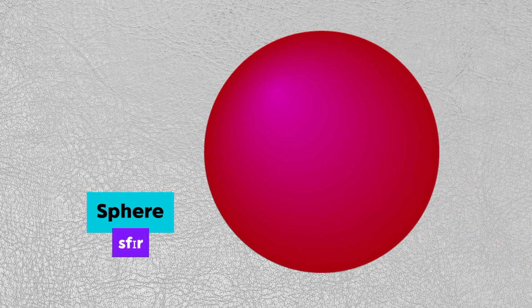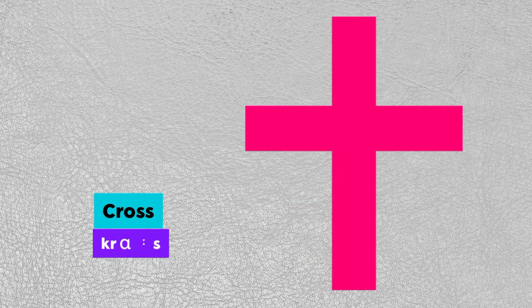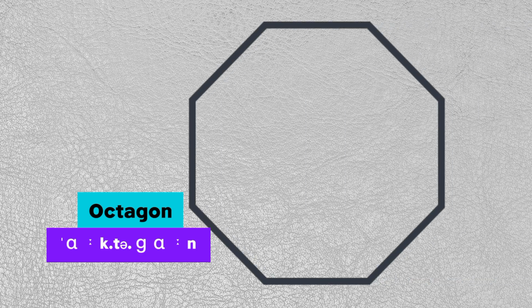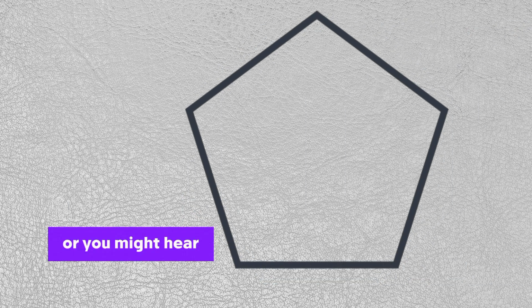sphere, decagon, oval, square, cross, octagon, pentagon. Now you might hear some people say pentagon.